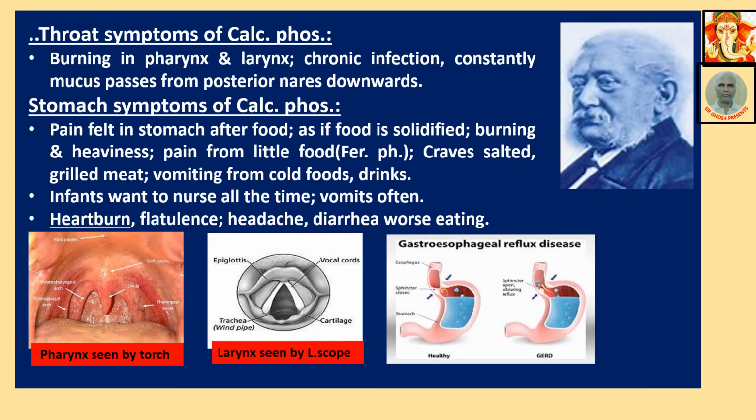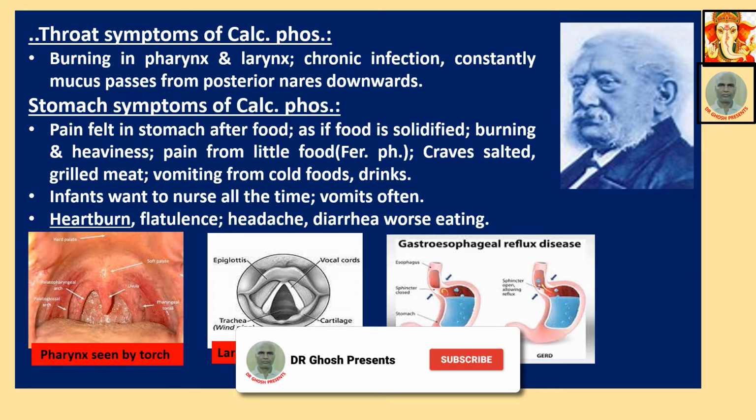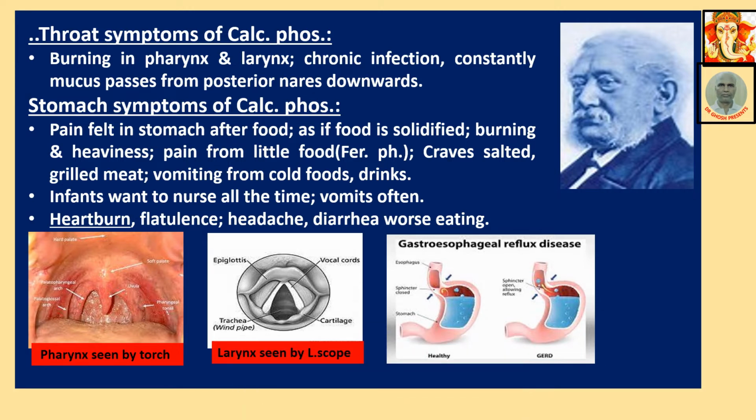Fourth symptoms of Calcarea Phos: burning in pharynx and larynx, chronic infection, constantly mucus passes from posterior nares downwards. Stomach symptoms of Calcarea Phos: pain felt in stomach after food, as if food is solidified, burning and heaviness, pain from little food. It is also there in Ferrum Phos. Crave salted grilled meat, vomiting of cold foods, drinks. Infants want to nurse all the time, vomits often, heartburn, flatulence, headache, diarrhea, worse eating. Now the images.